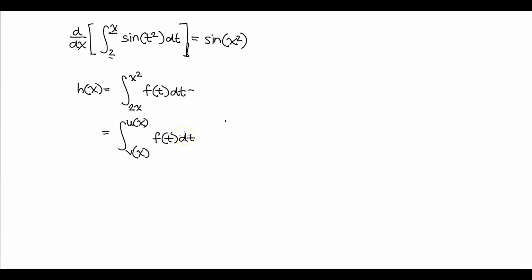Let us find the derivative. If we use the first fundamental theorem, this equals the antiderivative evaluated at our upper limit, which is a function of x, minus the antiderivative evaluated at the lower limit, also a function of x.